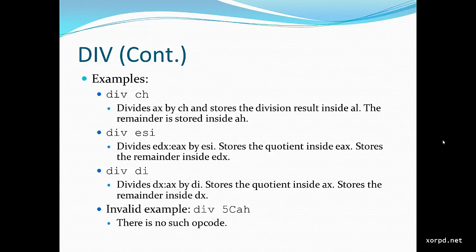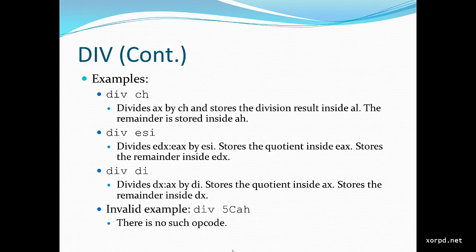As usual, we are going to consider some invalid example. This time it will be div 5c(ah). What's the problem here? You might be thinking this is probably going to divide maybe edx by this number. Well, it is reasonable, but the reality is that there is no such opcode.